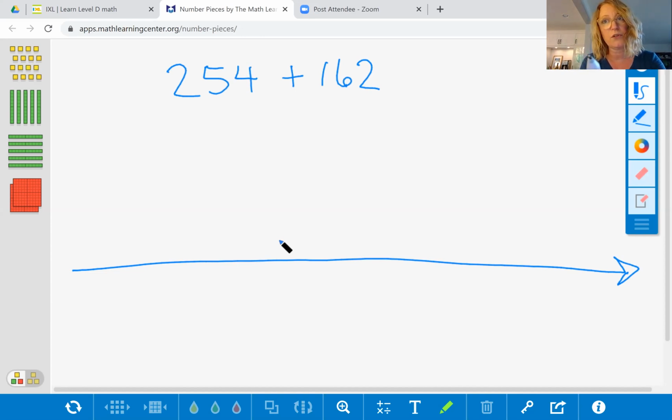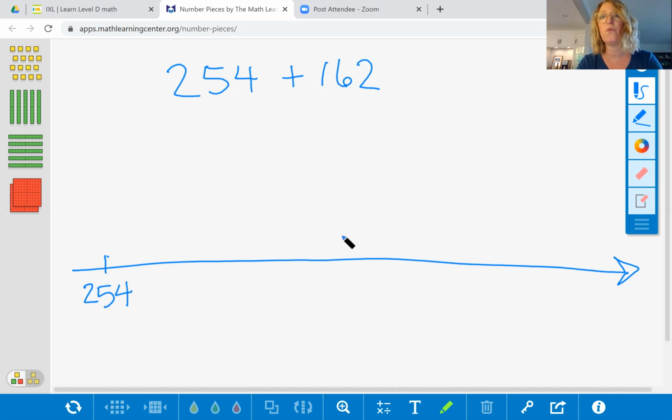It does make a difference when you're subtracting, but not when you're adding. So what I like to do is choose the bigger number. And in this case, the bigger number is the first number. So I'm going to put 254 here. And now we're going to go up the line 162. But I am not going to make 162 tiny little hops. That would take me forever. Instead, I'm going to make some big hops.